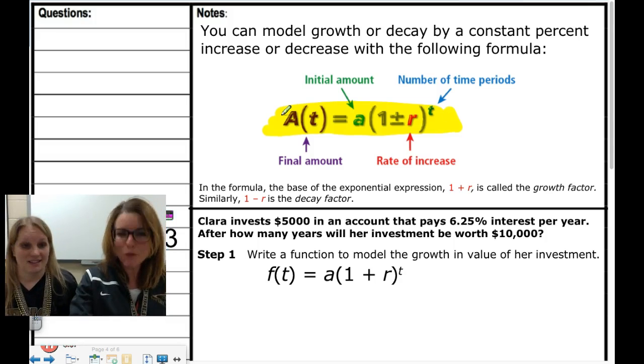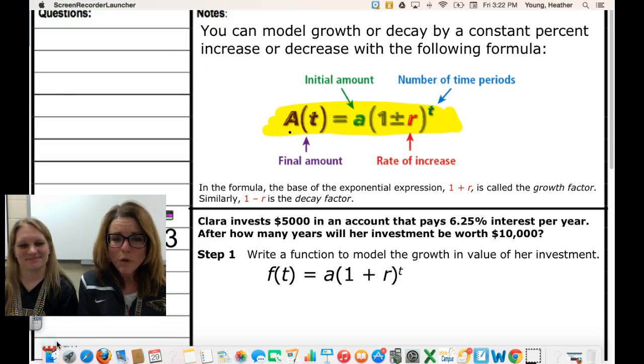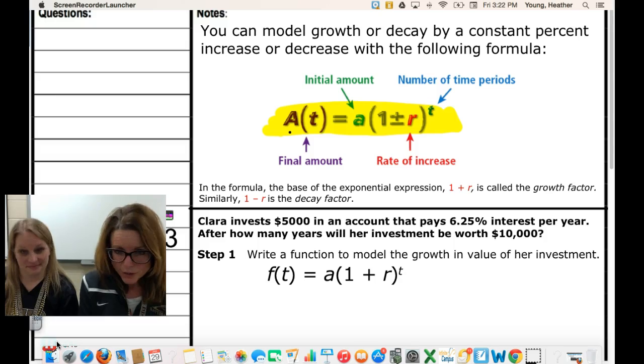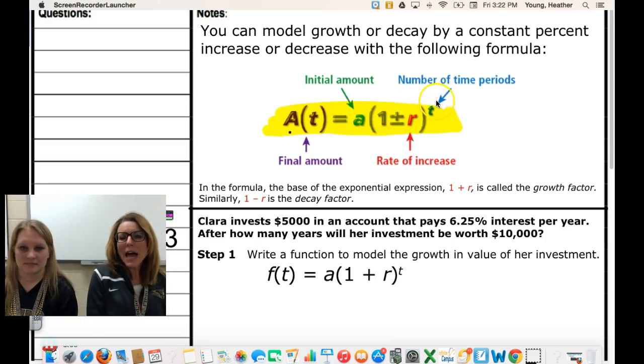Okay, you're going to want to memorize that formula that's in front of you right now. Super important. It says you can model growth or decay by a constant percent increase or decrease with the following formula. In this formula, R represents the rate of increase, A is the initial amount, the little a, and T represents the number of time periods.